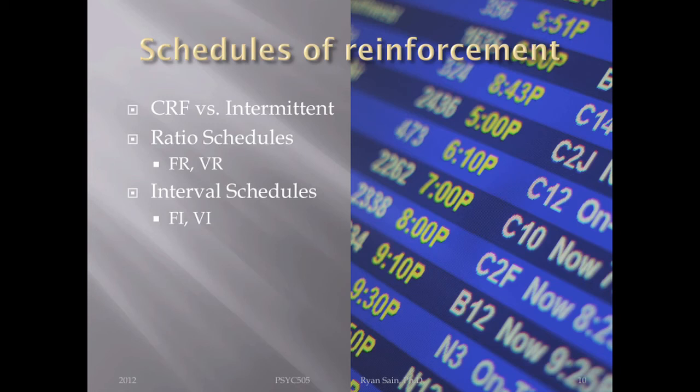Checking the mail is a great example. If you get mail every single day at the same time, and it always has to come at the exact same time in order for it to be a fixed interval, then you're on an FI 24 hour. One response every day will get you a reinforcer. Right? The response is checking the mailbox, the reinforcer is you get mail. Even junk mail is a reinforcer. Why? Because you check the mail and you got the junk out of it. Right? So the idea is that it's on an interval.